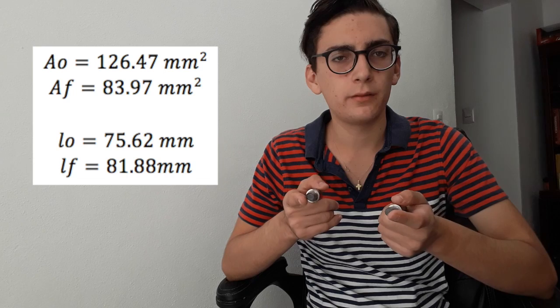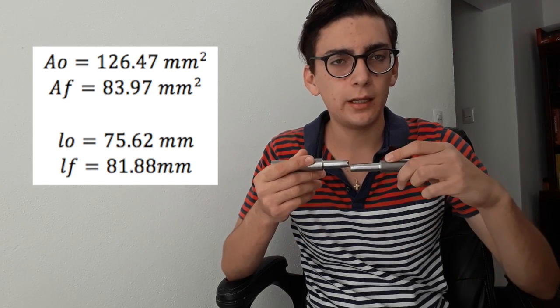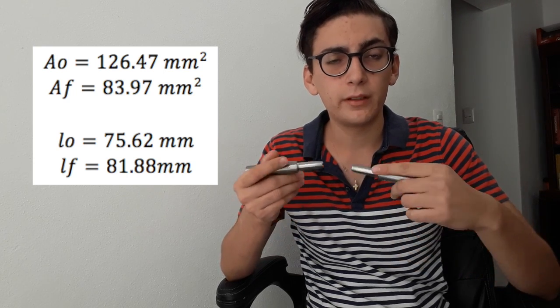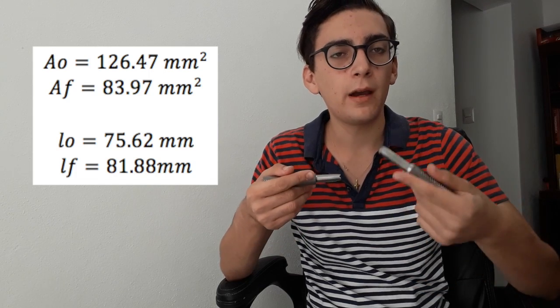In this practice we are going to analyze the 1045 properties according to different tests. The tensile test consists in using the universal machine in order to break this piece. After you make the test, you get a graph that lets you know more information. First, you need to measure the initial area of this part and the initial length of the tooth. After the test, you need to measure the final area and the final length.